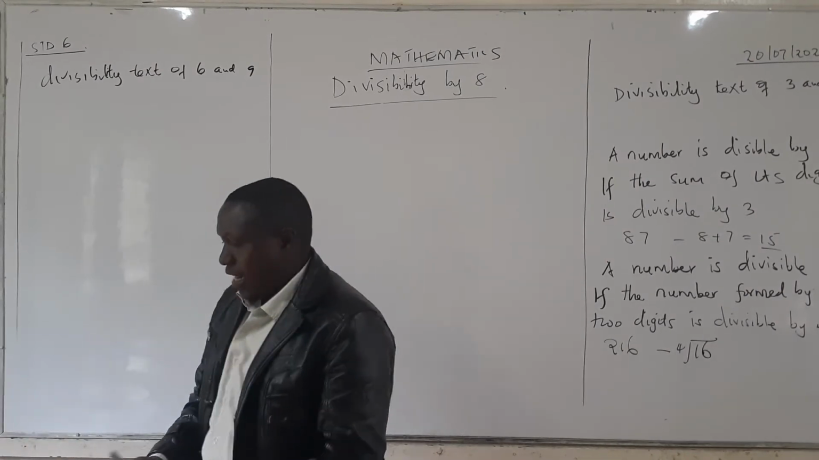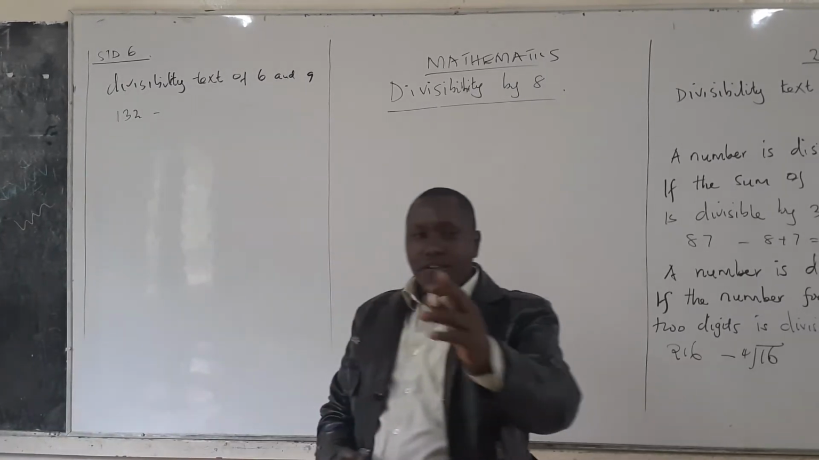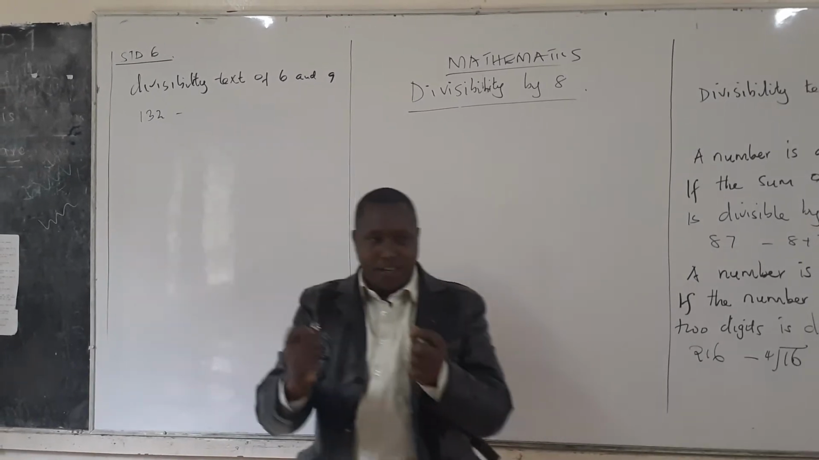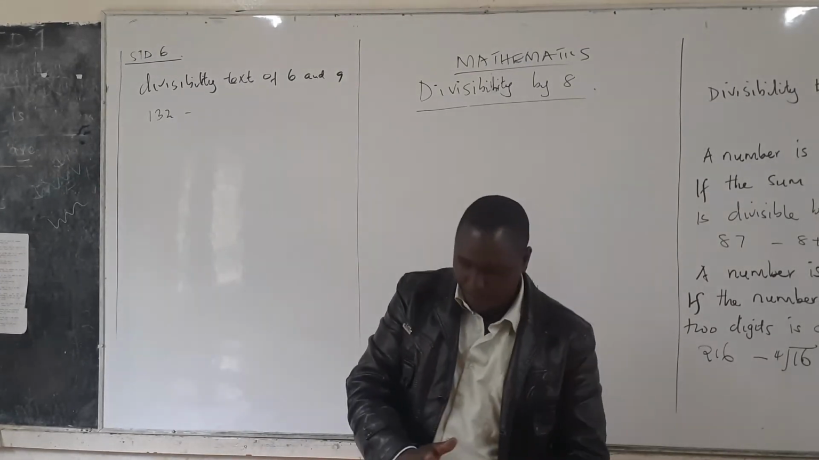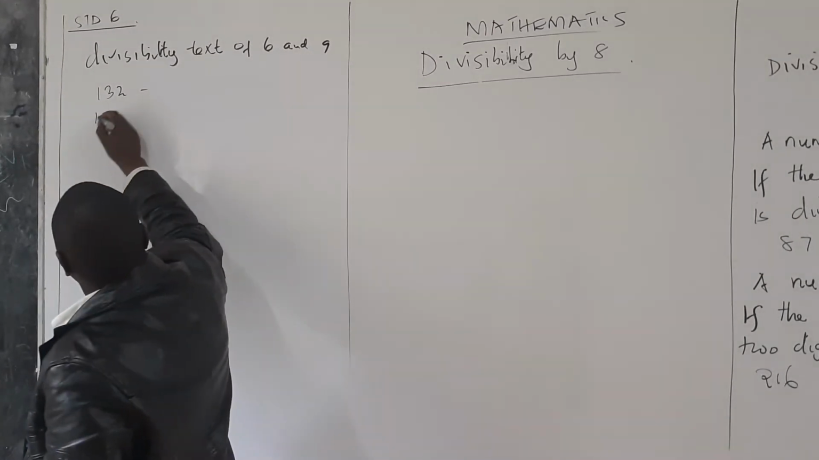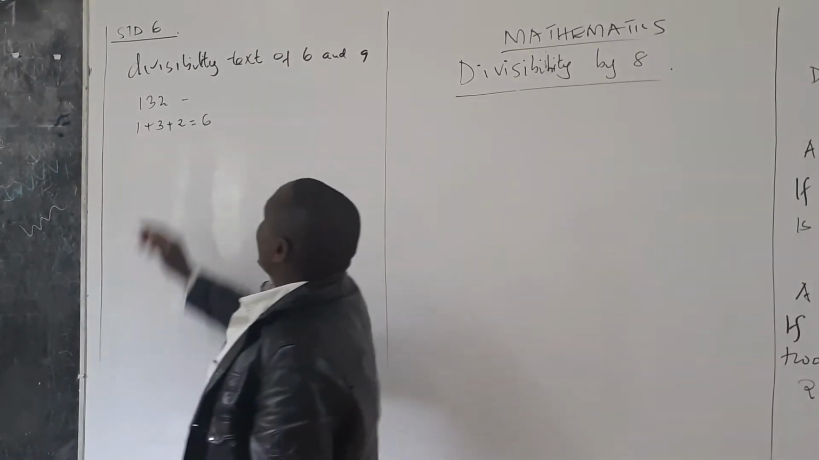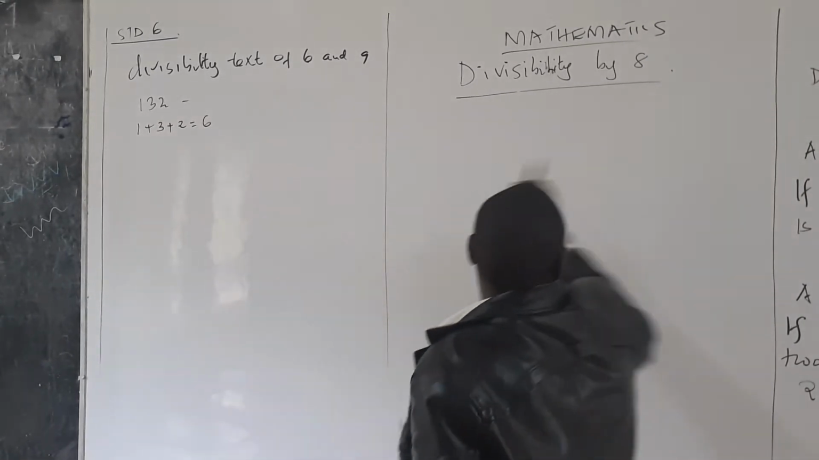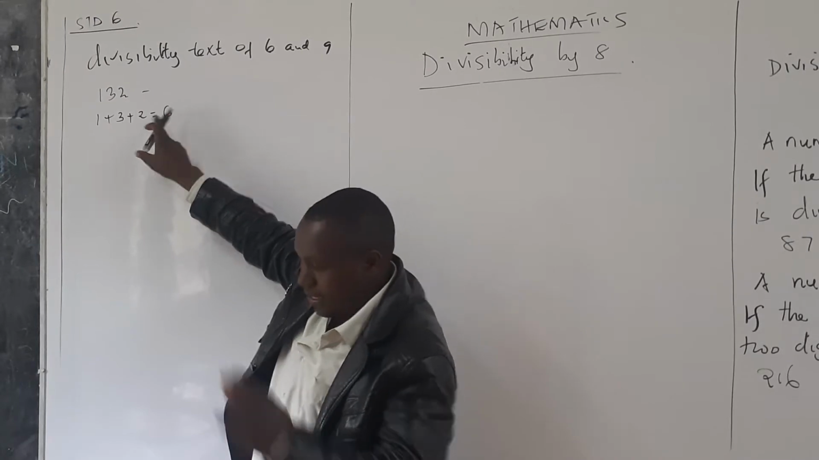For example, we can have the number 132. This 132 is divisible by 2 because the last digit is even. Therefore, we are saying a number is divisible by 2 when the last digit is even. It is 2, 4, 6, and 8. Now, when we say 1 plus 3 plus 2, you will get 6. That means this number 132 is divisible by 6 because the sum of its digits is 6, which is divisible by 3.